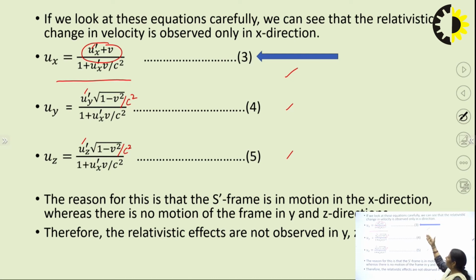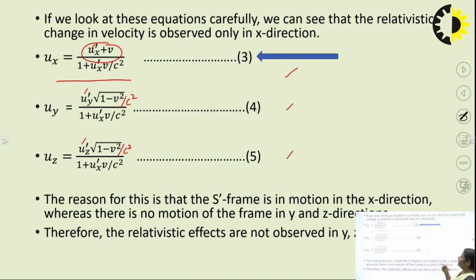So from these equations 3, 4 and 5, we can see how we can calculate these velocity components independently, how we can relate the velocity components of the S and S dash frames independently. If we want to study the relation between the x component in the S frame and the S dash frame, we can choose the third equation. If we want to study the y component of the motion in the two frames, we can choose equation 4. If we want to study the z component, we can choose equation 5.